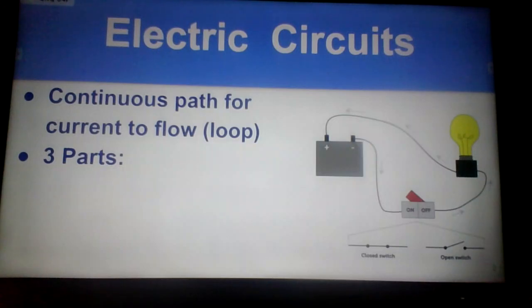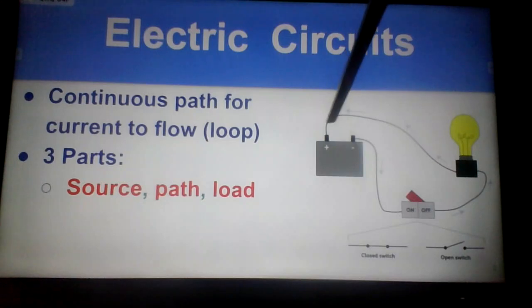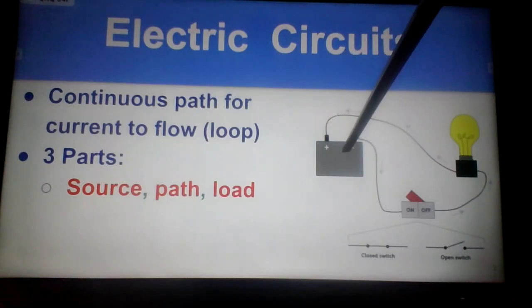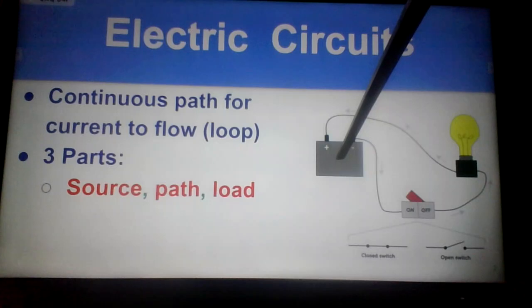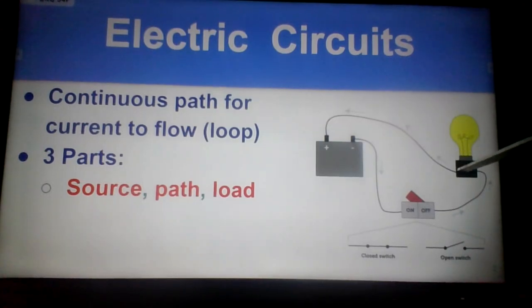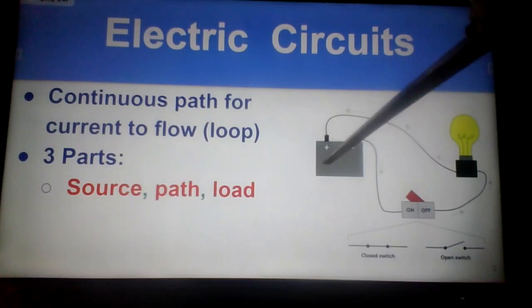Three parts that every circuit has: source, path, and load. In this diagram, the battery here is the source. Now, we could have stuff plugged into the wall, so the outlet would be the source. And then, of course, the electricity has to come from the electric company. The path is the conductive wire, and the load is whatever we're using: light bulb, computer, TV, refrigerator, toaster, whatever it is we're using that uses electricity, and then back into the source.